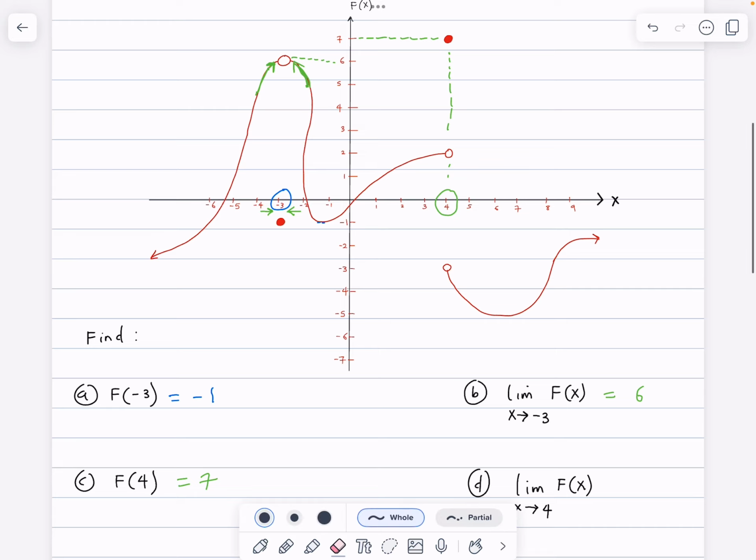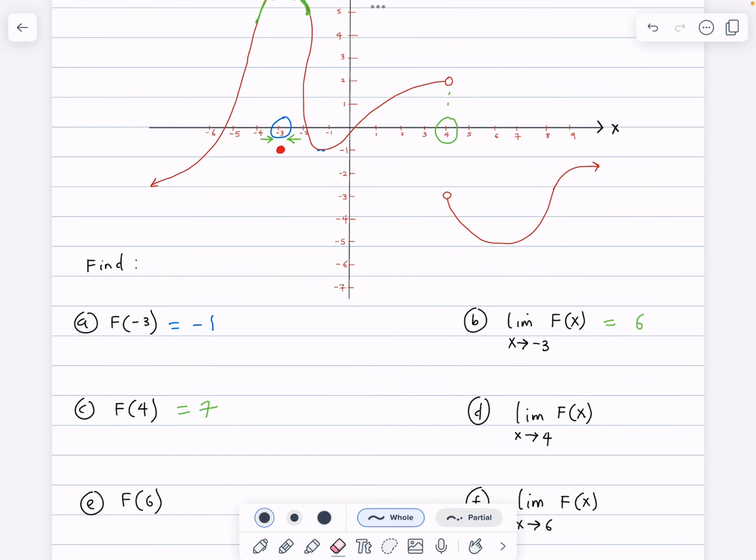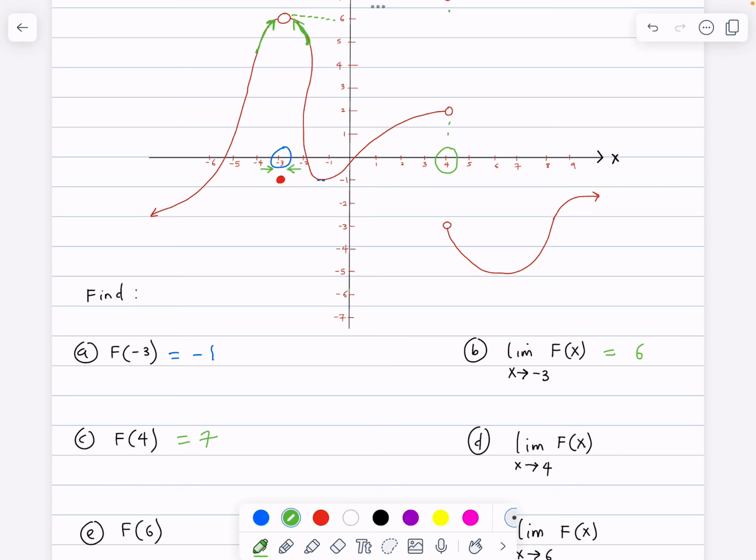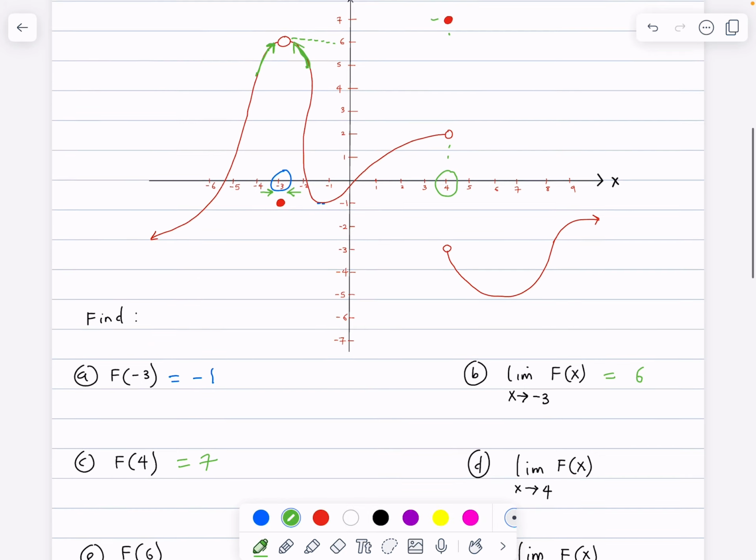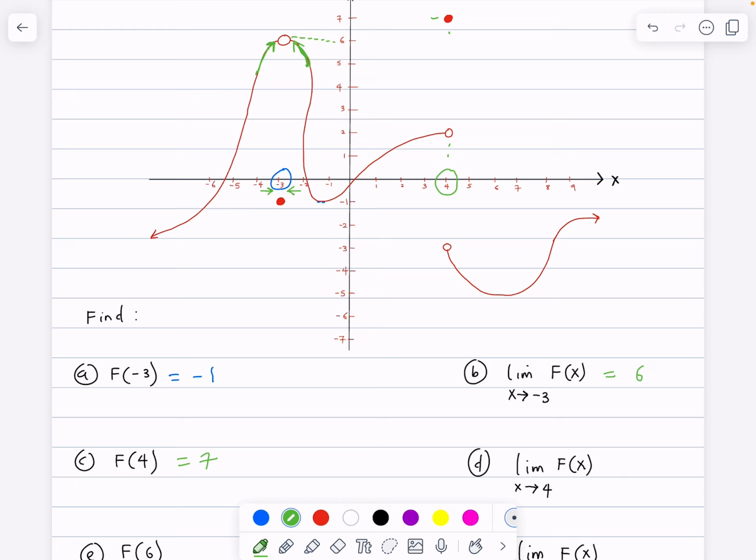Okay. So how about the limit of f of x as x approaches 4? As x approaches 4, go to the graph. As x approaches 4 from the left, what's the y value there? The y value there is 2, right? Now from the right on the graph, what's the y value there? It's -3. So the left limit is 2 and the right limit is -3.